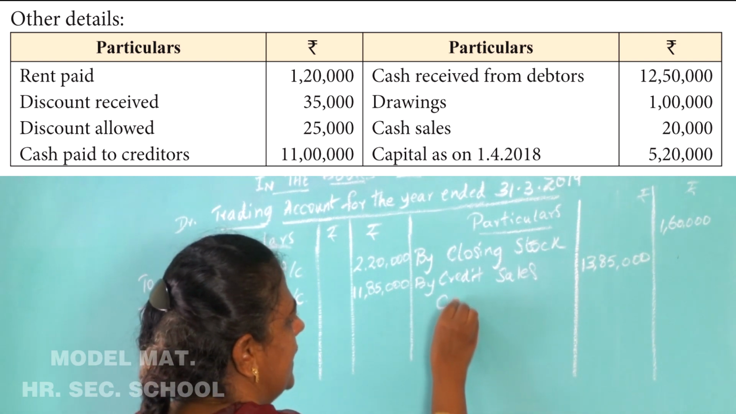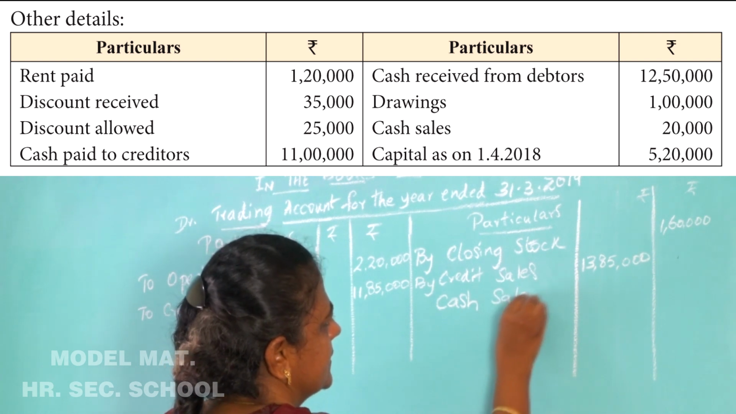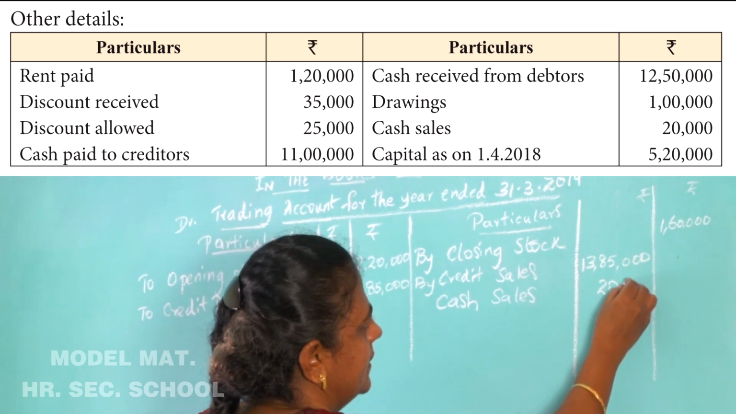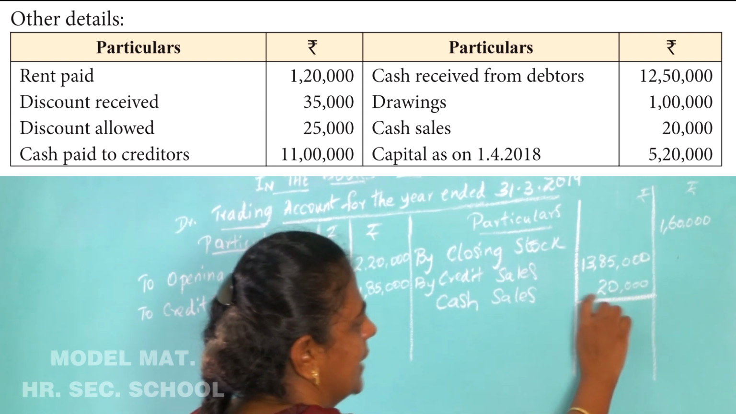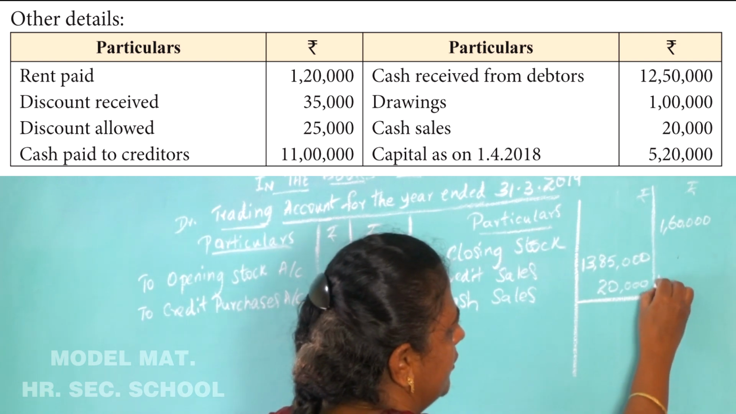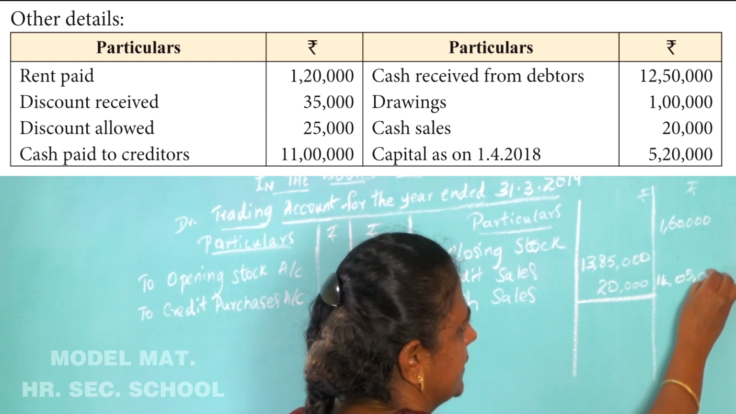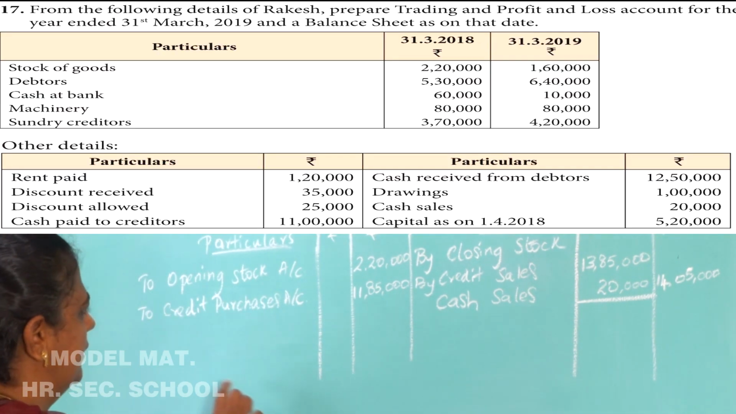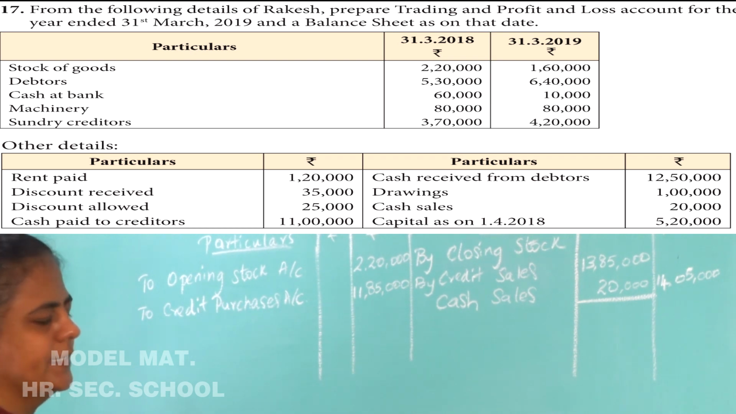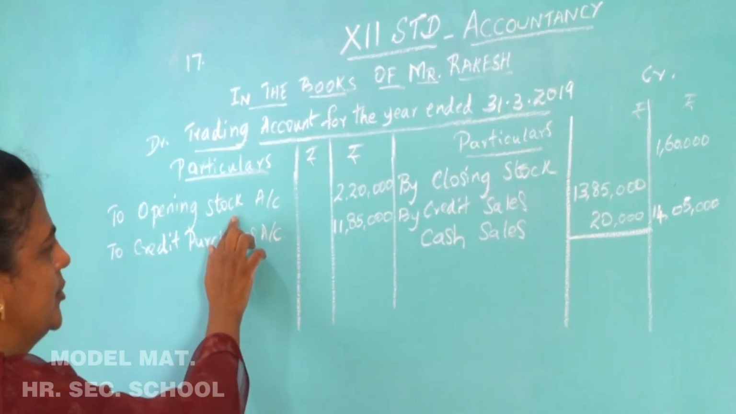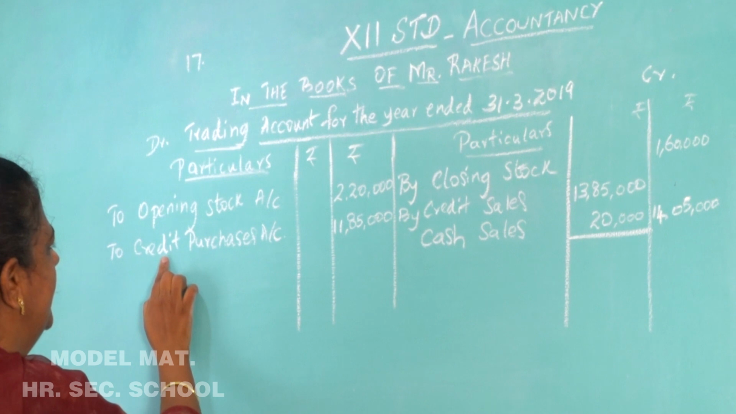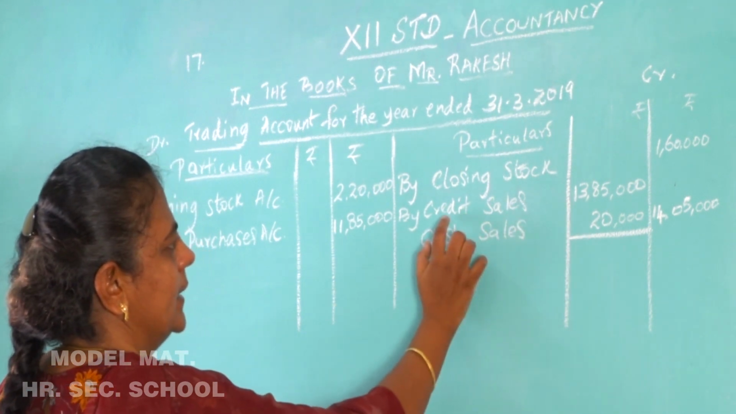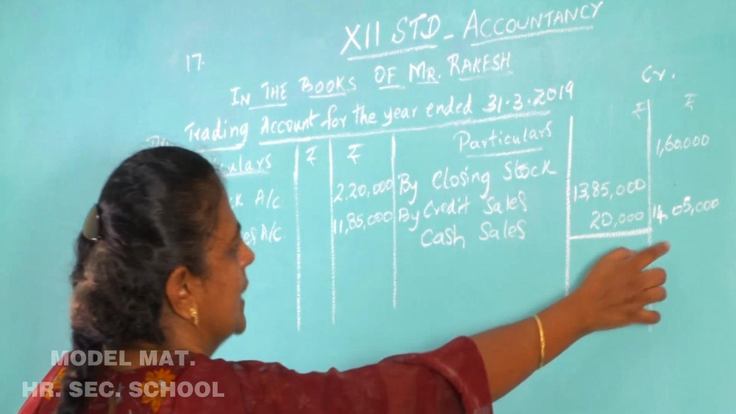In the question, cash sales is also given. Cash sales is 20,000. Write credit sales and cash sales in the inner column, add both and put the total in the outer column. Together it is 14 lakh 5,000, which is the total sales. Only these items are given; wages or any other expenses are not given in the question. So, opening stock, closing stock, credit purchases taken from the total creditors account, credit sales taken from the total debtors account, and credit sales plus cash sales, the total sales, put in the outer column.